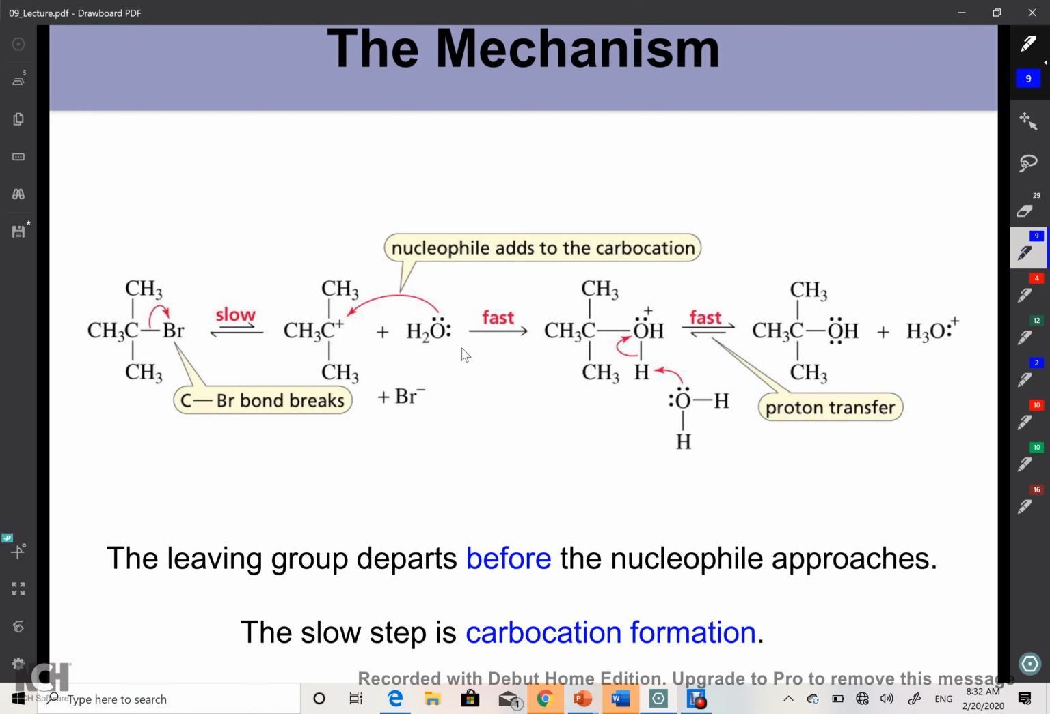So you notice the difference in stereochemistry between the SN1 and the SN2. The SN1 will form a racemic mixture because you are going through a carbocation, whereas the SN2 will always give you a reversal of stereochemistry. It will always give you a product whose stereochemistry is the opposite of that of the reactant.